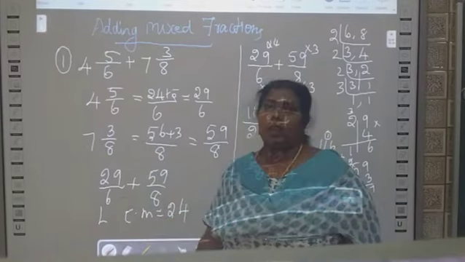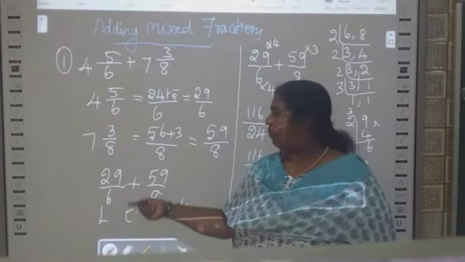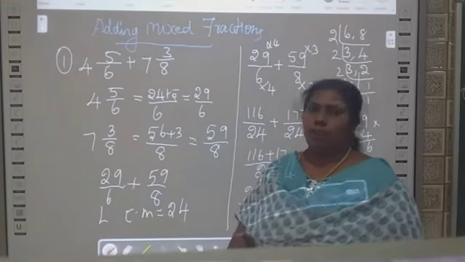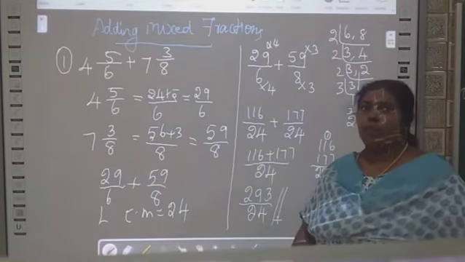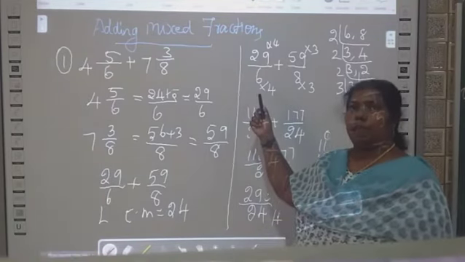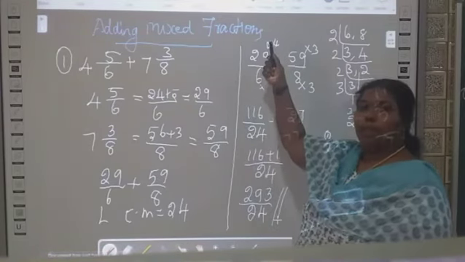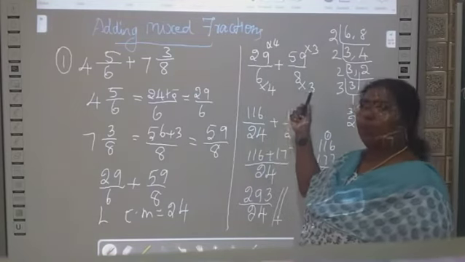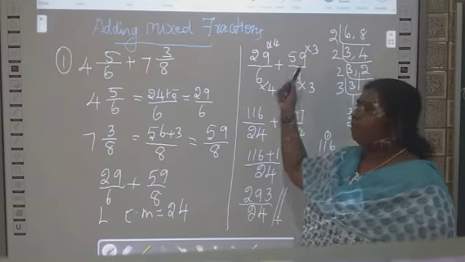Here denominators are different. So next, what we have to do? We have to take the LCM of 6 and 8. 6 and 8, LCM is 24. Then you have to make the denominator equal. Denominator you have to make 24. 6 how many times 24? 4 times. You have to multiply in the numerator also. Then 8, 24 how many times? 3 times. So numerator also multiply by 3.